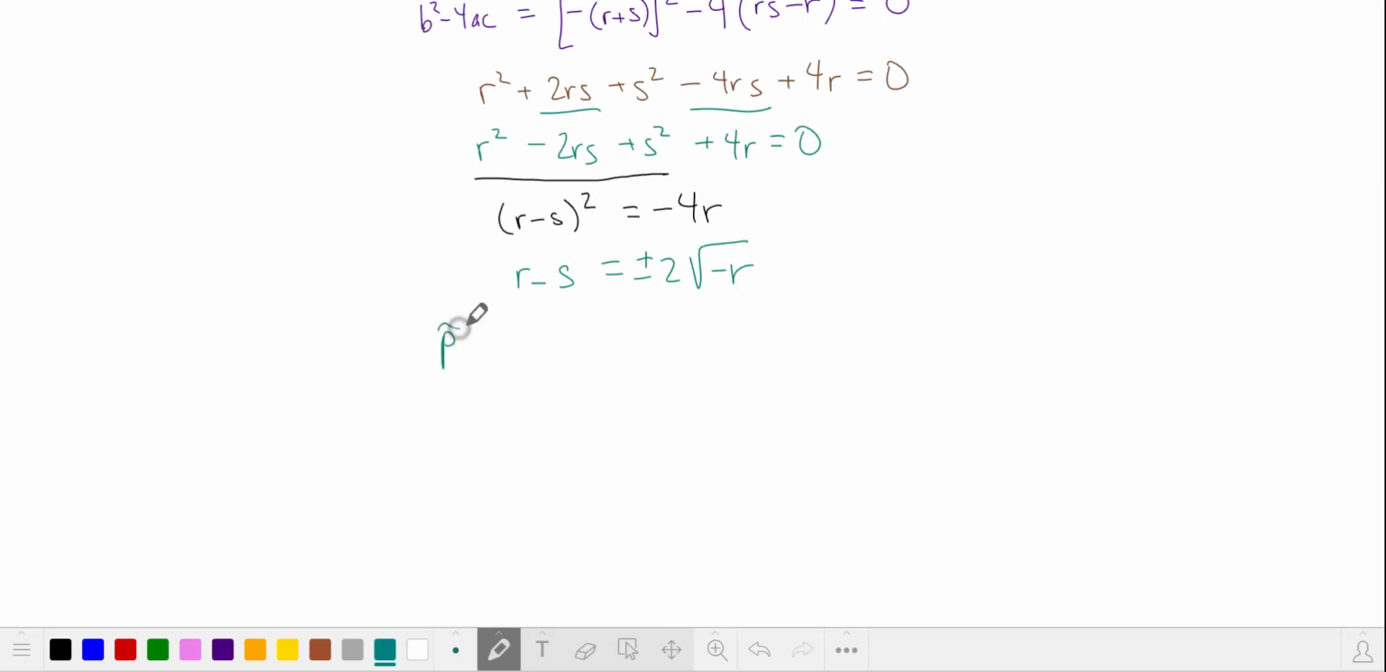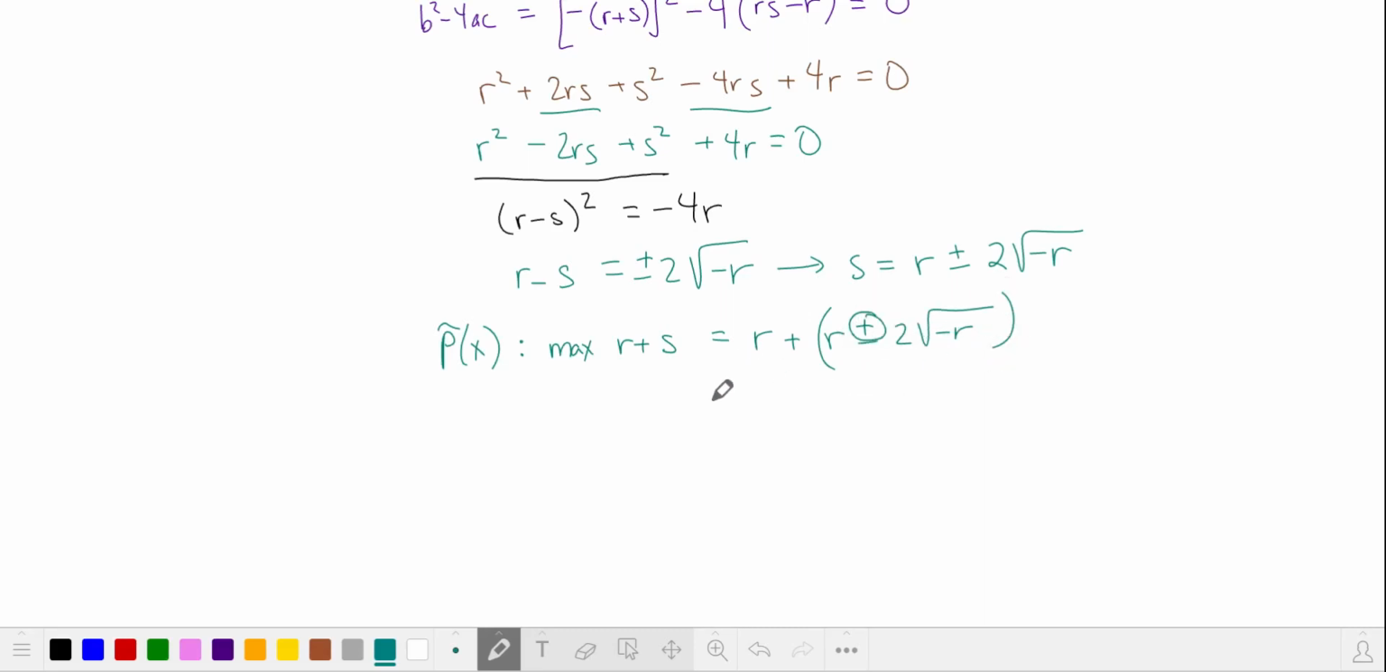This p bar of x is the version of our function that has a maximum sum of the roots, so maximizing r plus s. We'll solve the above equation for s. So r plus s is r plus or minus 2 times the square root of negative r. To maximize, we'll add 2 times the square root of negative r. So this ends up being 2r plus 2 times the square root of negative r. Now we find the value where this expression is maximized.